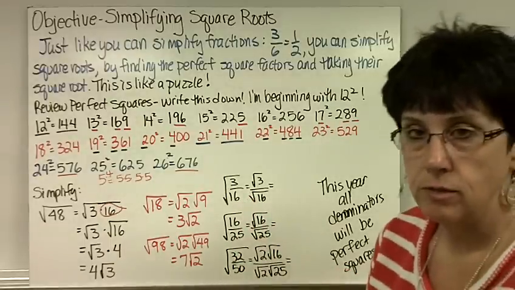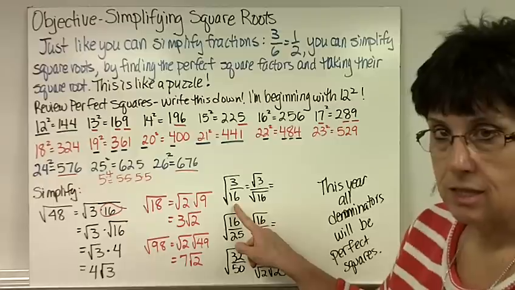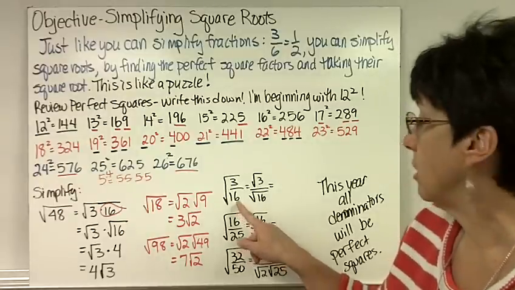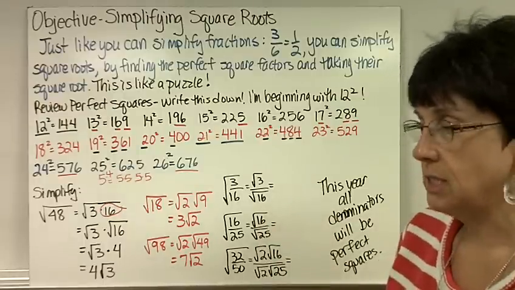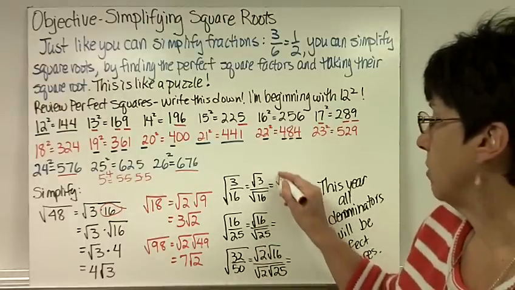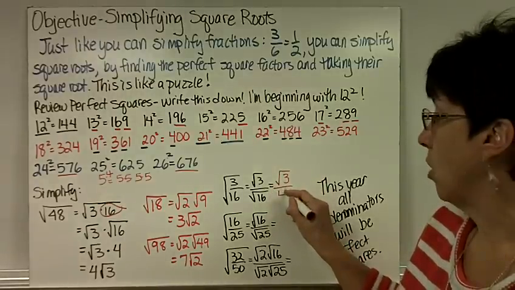What if it looks like a fraction? The square root of 3 over 16. Well, you can rewrite the numerator and denominator separately also. The square root of 3 over the square root of 16. The square root of 3 cannot be simplified, but the square root of 16 is 4.